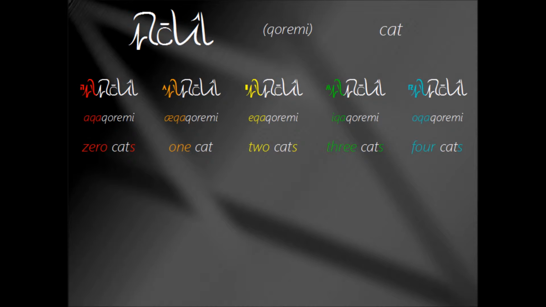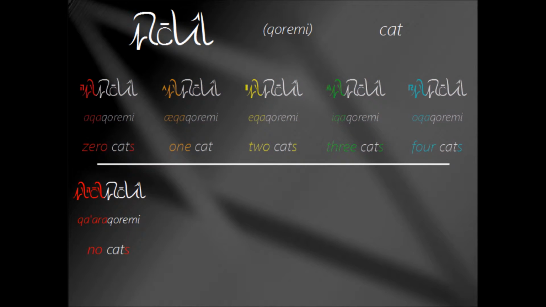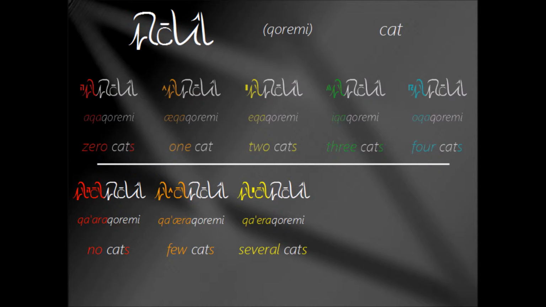A second possibility for if you can't or won't be so specific as to define a number is when you add one of 5 qualifiers to the number word ka and then attach a noun to it. Ka ara koremi means no cats, ka aira koremi, a few cats, ka era koremi, several cats, ka ira koremi, a lot of cats, and ka ora koremi, all of the cats.